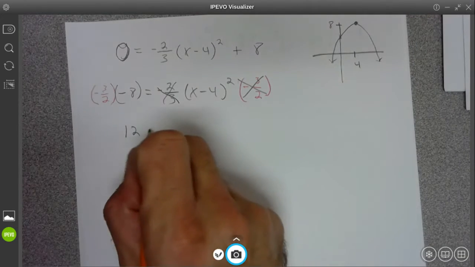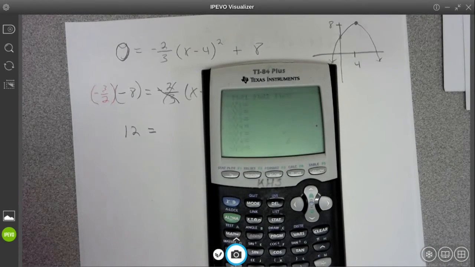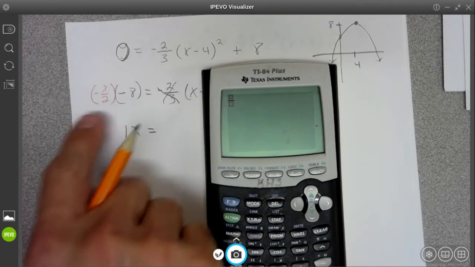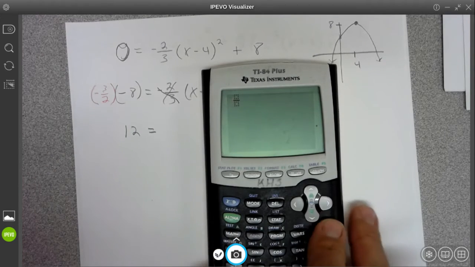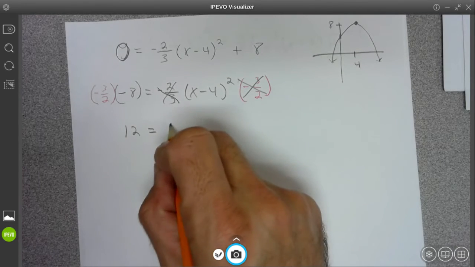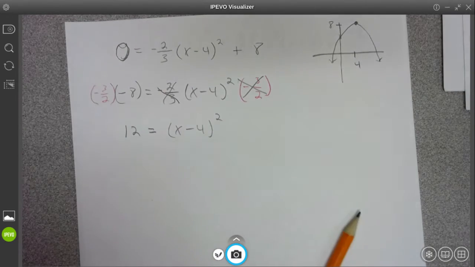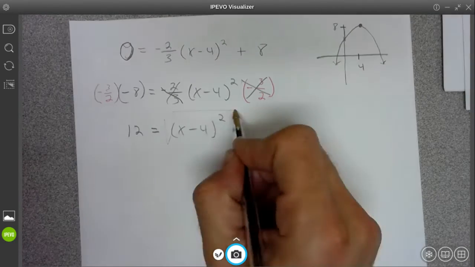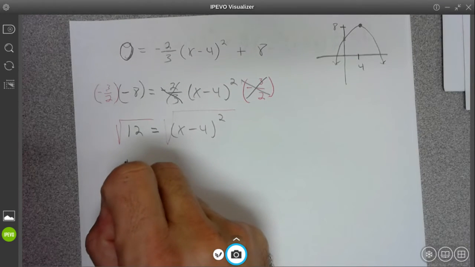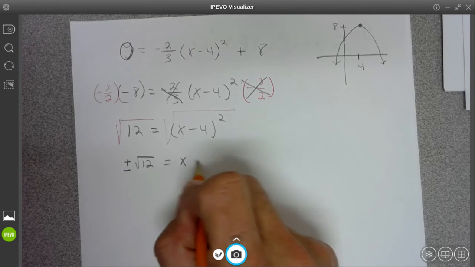All right, so the left side gives you 12. Now, if you wanted to, you could do it as 3/2, or make it a decimal, whatever you want to do. And then on this side, we have an x minus 4 squared left. We're going to square root both sides. Everything else is pretty much the same. So we're going to get plus or minus the square root of 12 is equal to x minus 4.